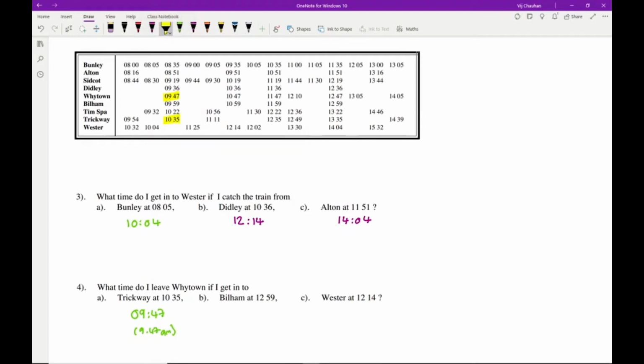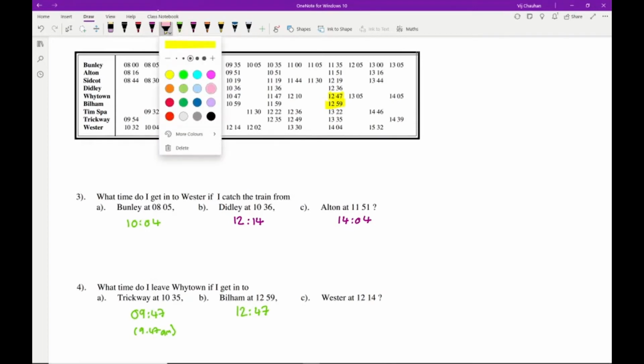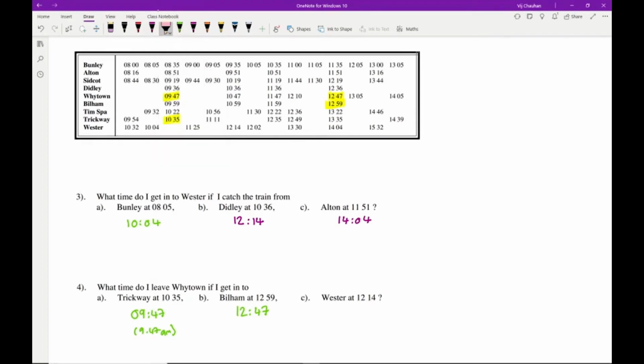Now the Bilham 12:59 train, so find Bilham, and I'm looking for 12:59, which is here, and again to find Bytown is the one before it, so that's going to be at 12:47. And Wester 2:14, so let me just get a different colour highlighter, let's go for pink. So the 12:14 Wester, so find Wester, 12:14 is there, and then going up to the Bytown, which is 10:47, so again write down 10:47.